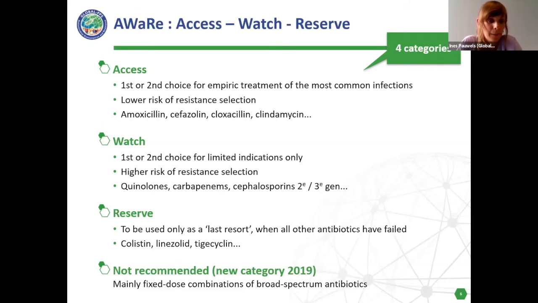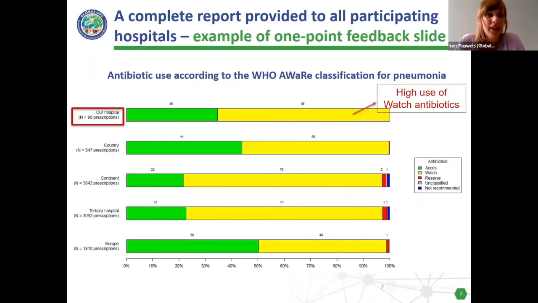And then at the end of 2019, a fourth category was added by WHO, and this was the category Not Recommended. This category includes mainly fixed dose combinations of broad spectrum antibiotics that are not actually recommended in clinical practice. And so with this in the back of our heads, I will just show you the following slide.